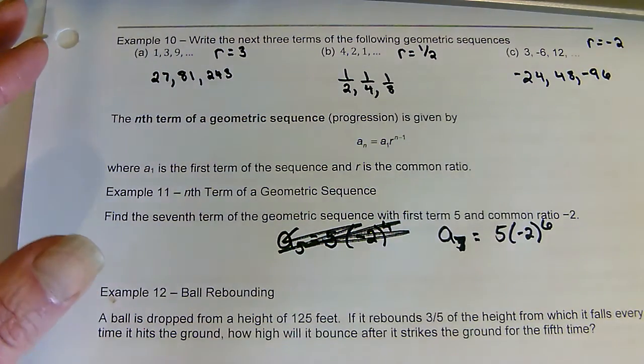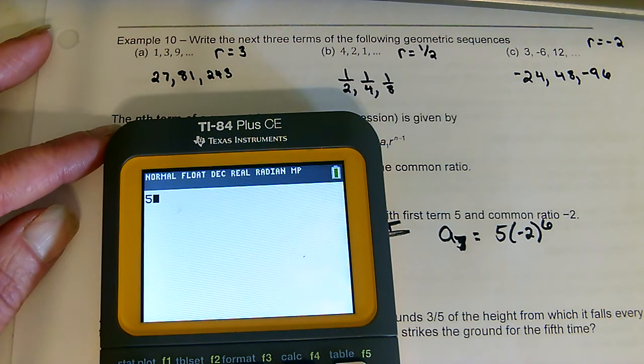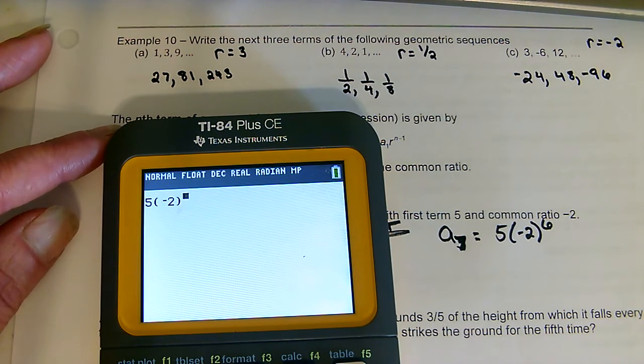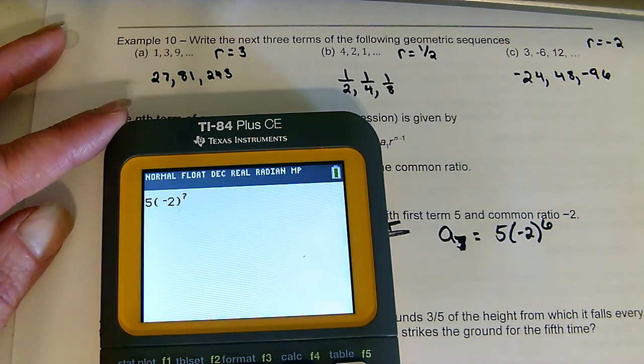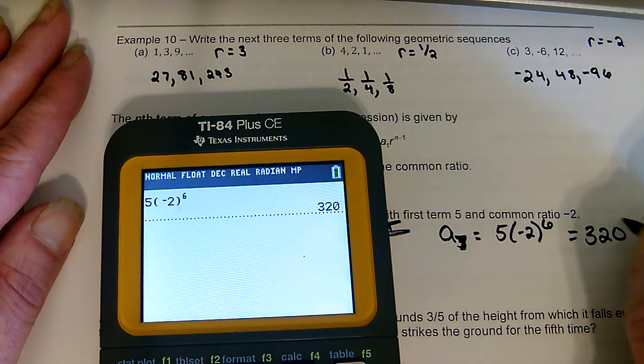So this would be to the sixth power. I would just literally take my calculator, and make sure you put your parentheses right: 5, parentheses, negative 2, to the sixth power. I'll get it right sooner or later. And we get 320.